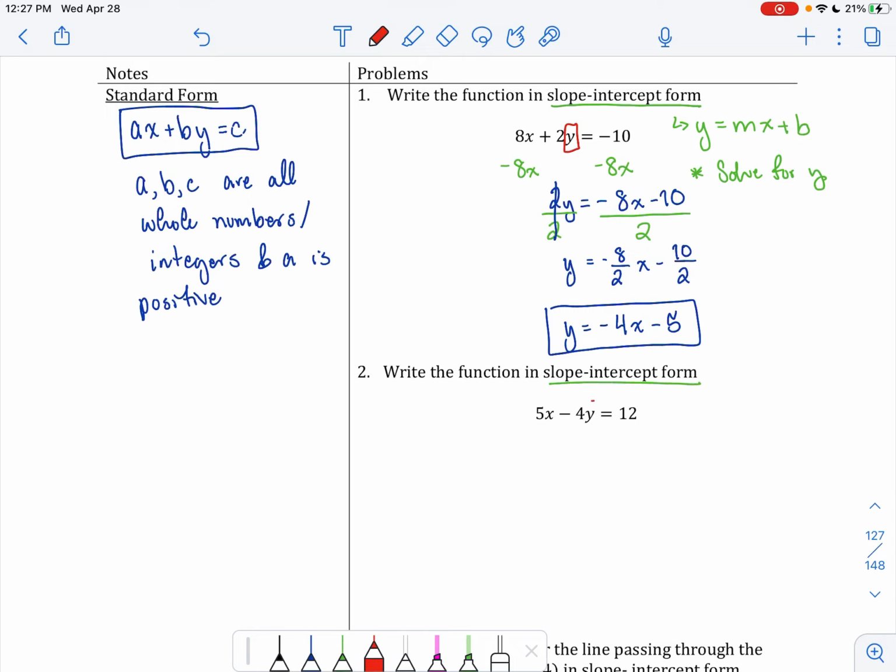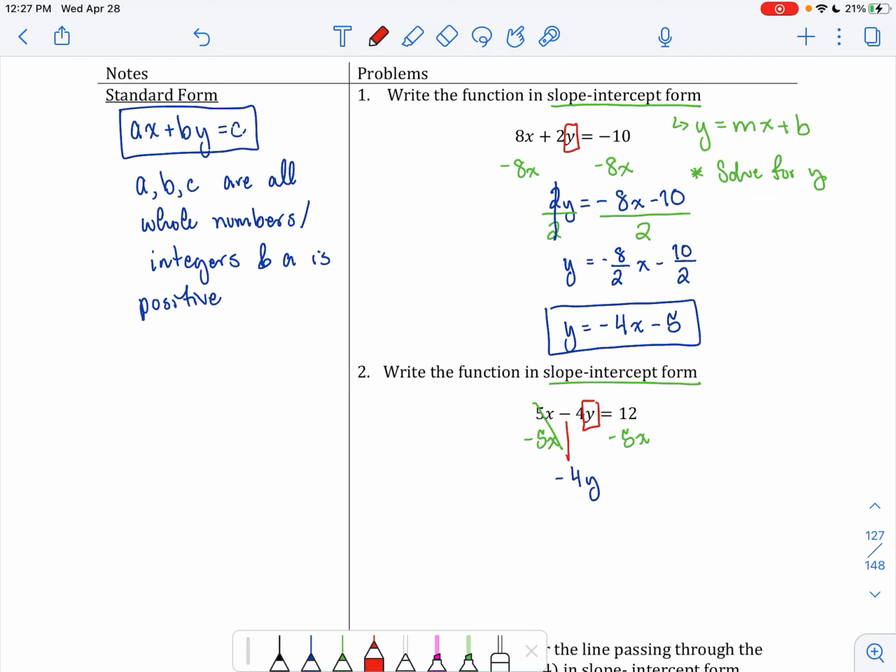So I'm still going to subtract the 5x because 5x minus 5x is 0, and 5x plus 5x is 10x. Those don't cancel. 5x minus 5x is 0. Now notice the negative was on the 4, so that stays right there. And then this is negative 5x and positive 12. This term's negative, this term's positive. We want to keep it that same way.